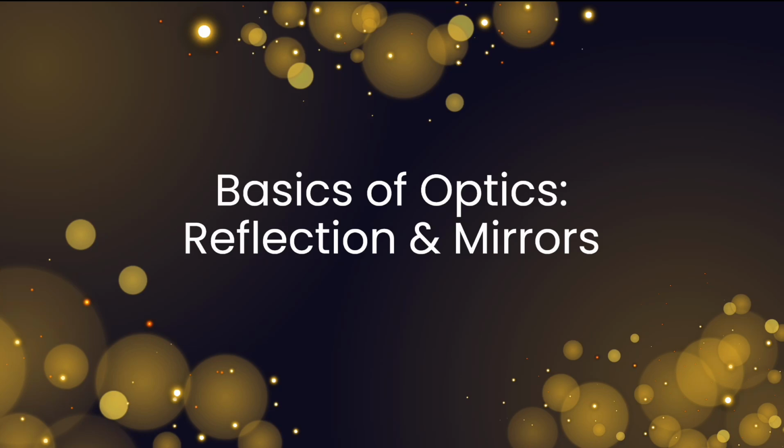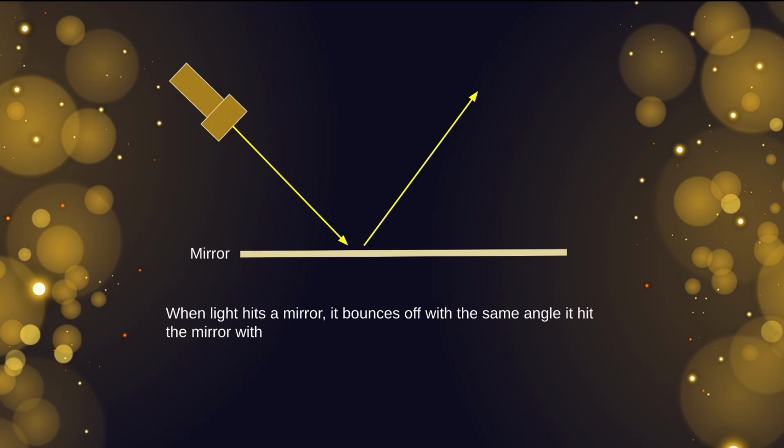Hello everyone, in today's optics video, I'll be talking about reflection and mirrors. The key principle of reflection is that when a light source's rays, in this case a flashlight, hit a mirror or reflective surface, it bounces off with the same angle it hit the mirror with originally.